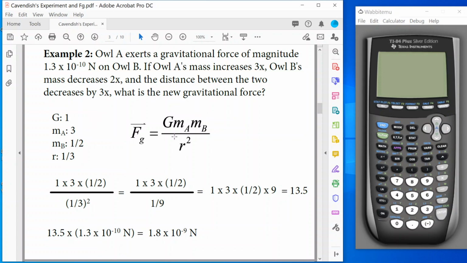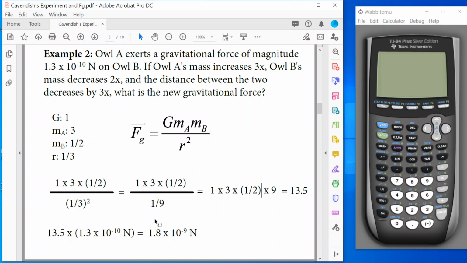So again, I'm going to replace the variables with the numbers that show how those variables change. So up top I have the 1 from G, 3 from MA, and then the 1/2 from MB. And then on the bottom I have 1/3 from R, but it is squared. When you square 1/3, you get 1/9. So then what I'm doing here is I'm just simplifying. So up top I have 1 times 3 times 1/2. That did not change, that's still right here. But then see how I have a fraction within a fraction. So I have a large fraction here, and then this 1/9, that's a smaller fraction within the larger one.